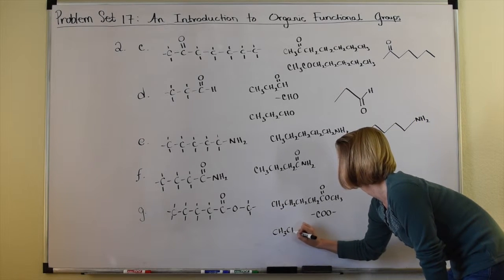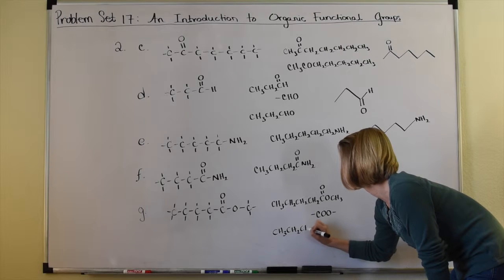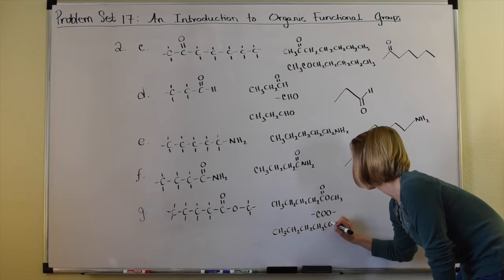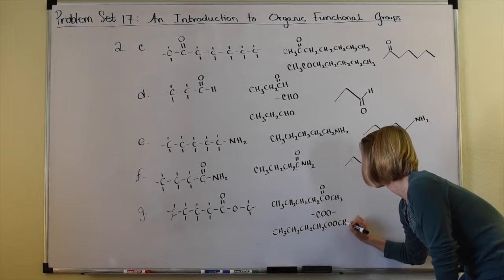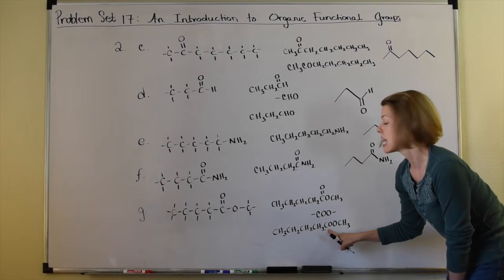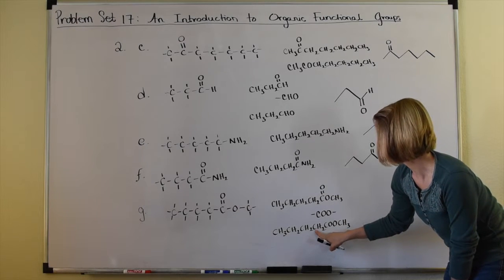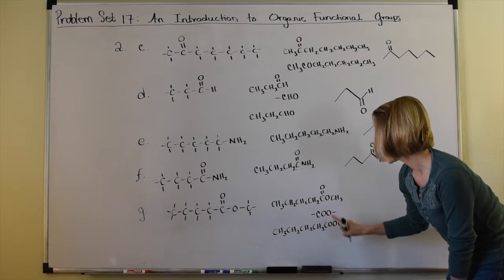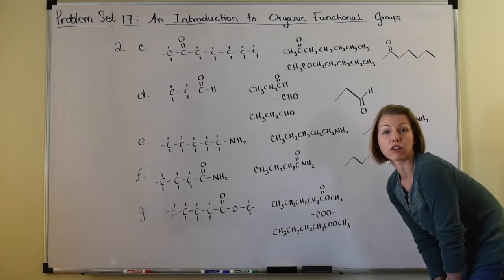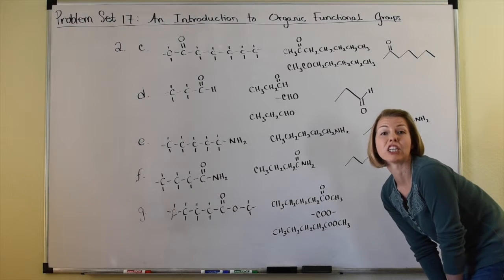CH3, CH2, CH2, CH2, COOCH3. And so you would recognize that this carbon is covalently bound to a carbon and an oxygen, and therefore it has to have a double bond to that other oxygen. It has to have a carbonyl.